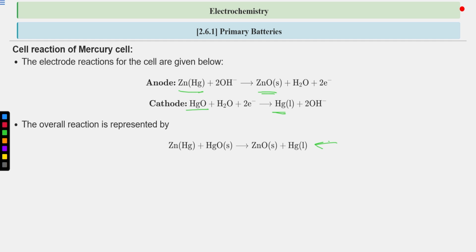So this is the overall cell reaction for the mercury cell, because we are using the mercury element here, and we are also getting mercury in the liquid state. That's why, as the name says, it is called the mercury cell.